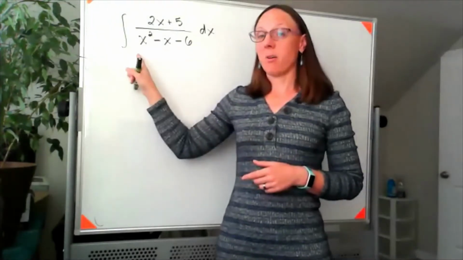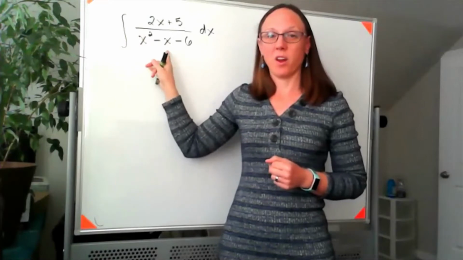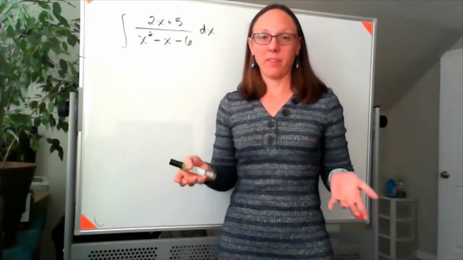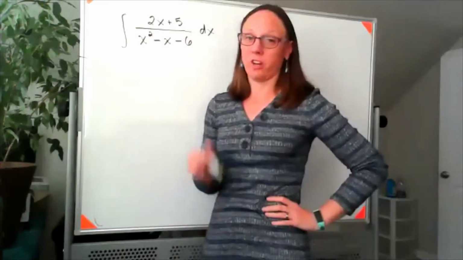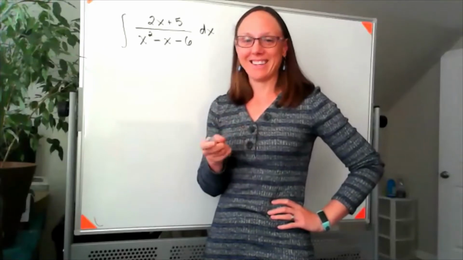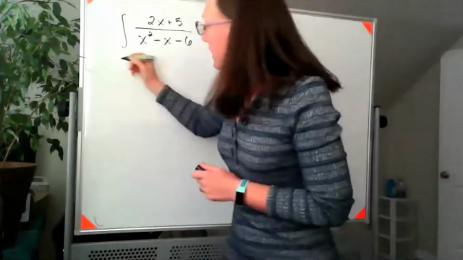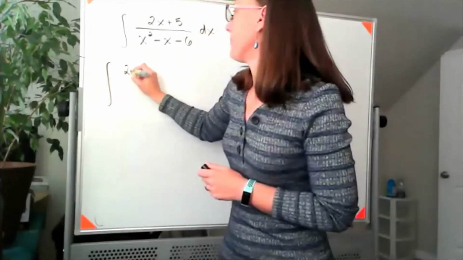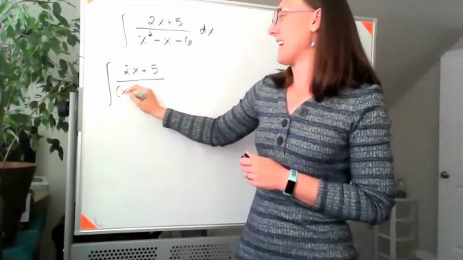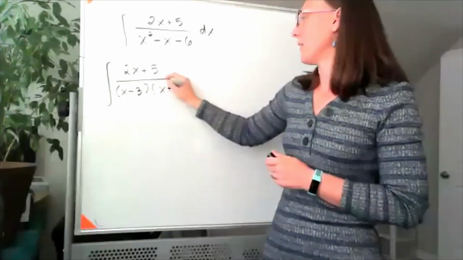But if I look at the denominator and take the derivative of that, I'd have 2x minus 1, which is not what I have in the numerator. So now I'm thinking, well, it wasn't a u substitution. There must be some kind of algebra to do. Hey, does the denominator factor? Why, yes, it does. That denominator factors as x minus 3 times x plus 2.